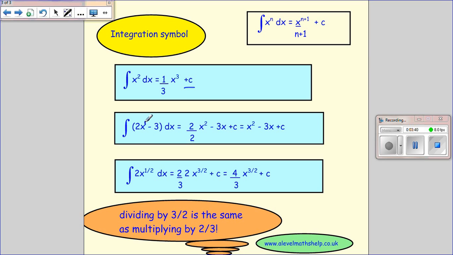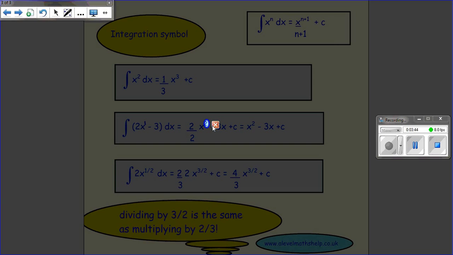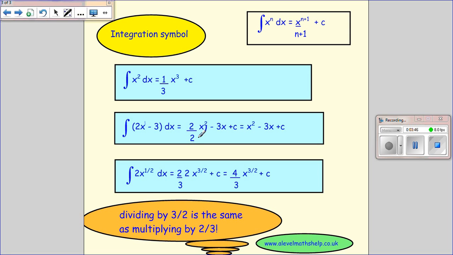Here we go term by term, so there's a little 1 here. So x, so the power is 1, we add 1 to the power. We divide by the power, so we get x squared over 2. Here we've just got minus a constant, and then when we integrate a constant, we get the constant times x, so that's minus 3x plus c, and this is just a little bit more sorted out.